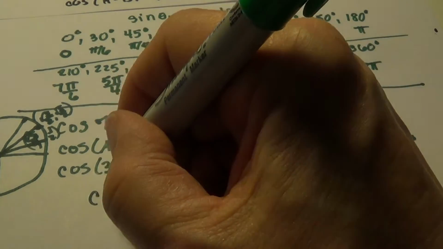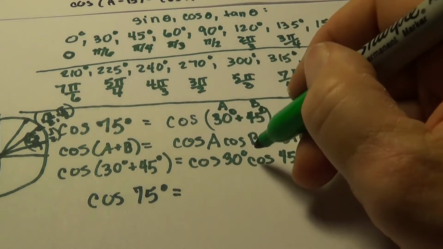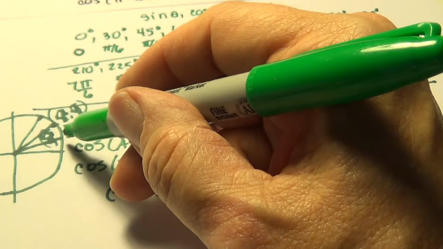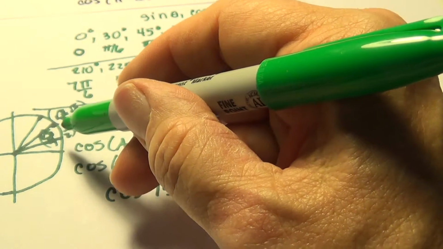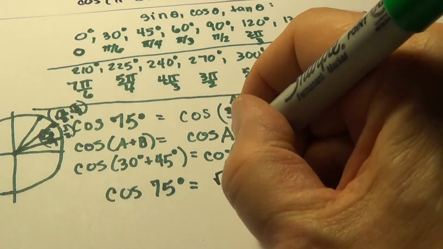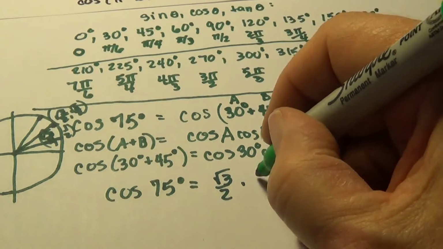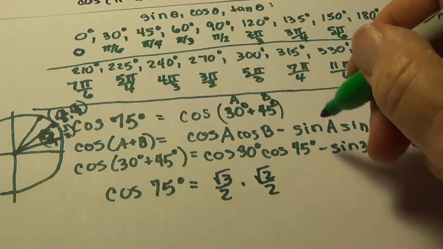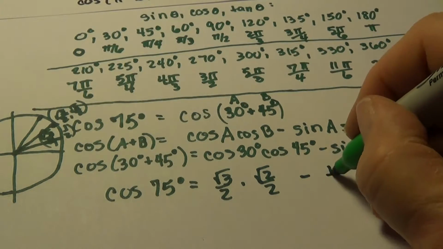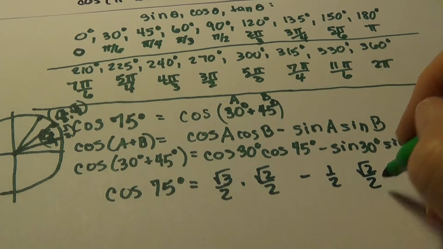So I'm going to get cosine of 75 equals cosine of 30, looking at 30 degrees, which is our old pi over 6. I see that the cosine is the first coordinate, square root of 3 over 2, times the cosine of 45, which is square root of 2 over 2. Now I hit the minus sign. Sine of 30, second coordinate, 1/2. Sine of 45, second coordinate, square root of 2 over 2.